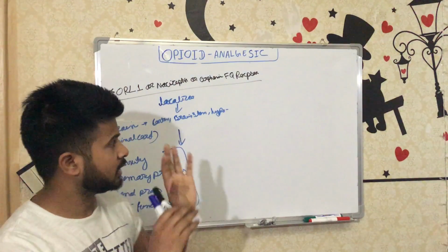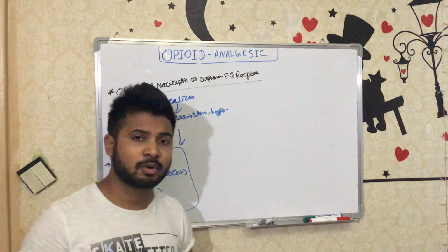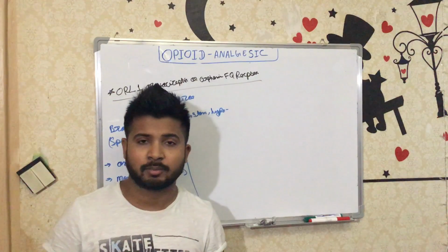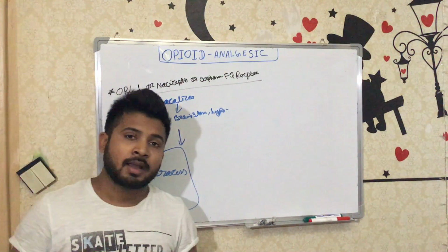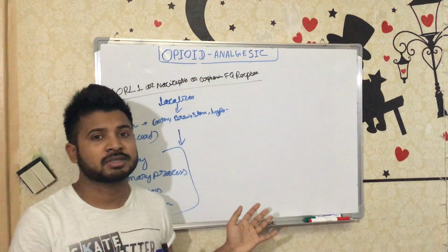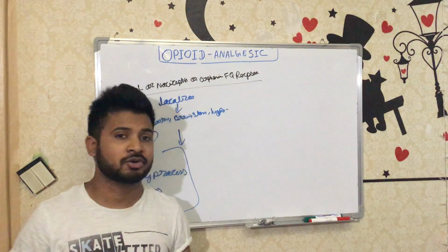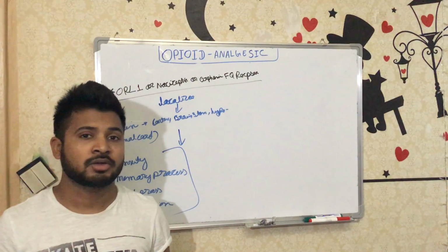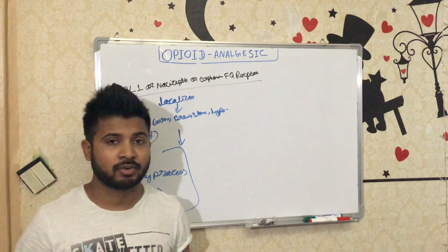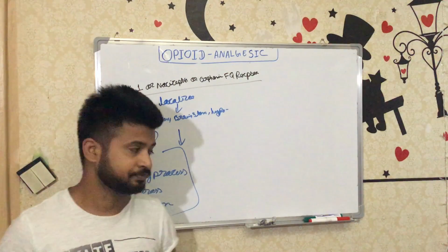So this is all the information about the receptors, the main introduction about the opioid analgesics. With the help of this information, now we can understand how the drug will act, and in which conditions we can use the drug, and what could be the indication.